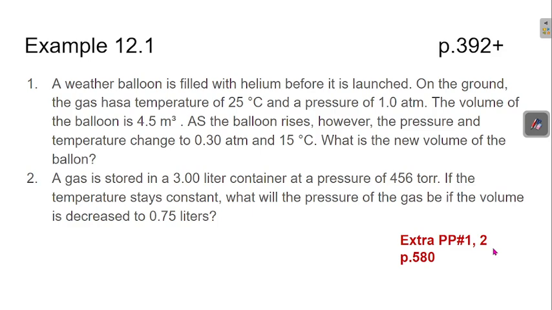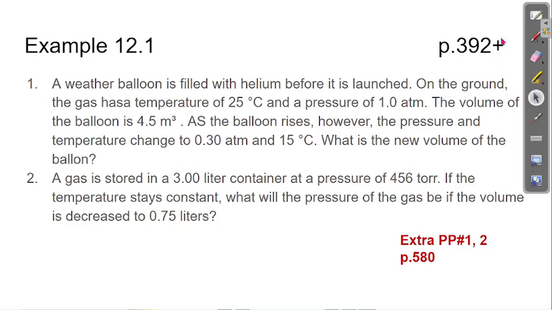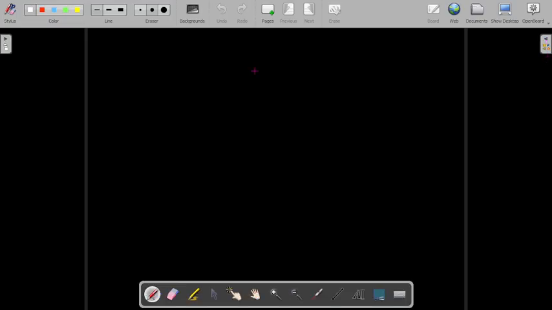And number 2: a gas is stored in a 3-liter container at a pressure of 453 torr. If the temperature stays constant, what will the pressure of the gas be if the volume is decreased to 0.75 liters? So let's go to the board here and try to solve this.